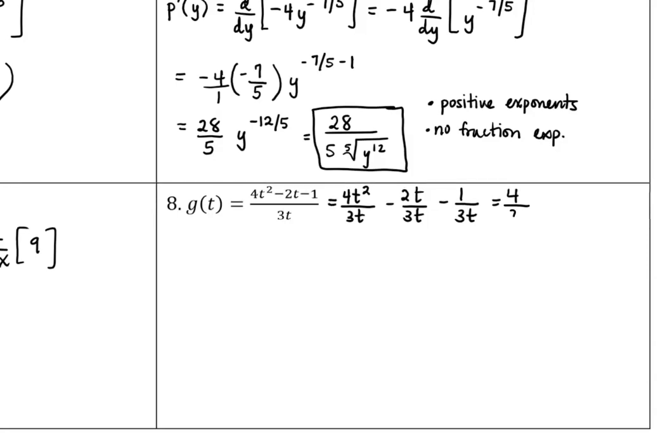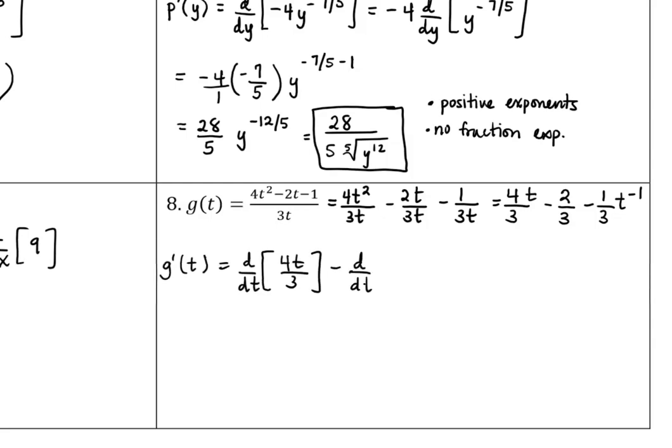In the first term, one of the t's will cancel and leave us with 4/3 t. In the second term, the t's will cancel and simply leave us with 2/3. And in the last term, nothing cancels, but I will rewrite it as 1/3 t to the -1. Now I am ready to come in and start taking the derivative of g by applying the derivative operator with respect to t to each of these 3 terms.